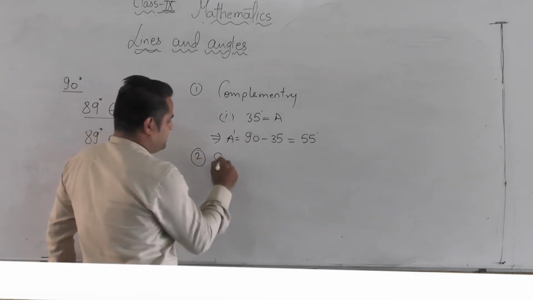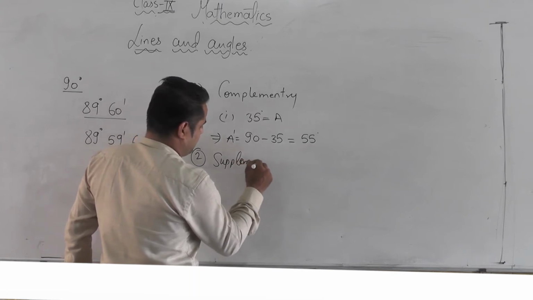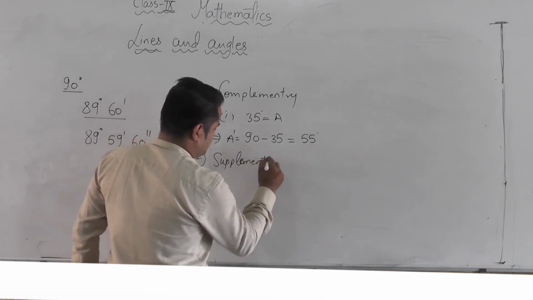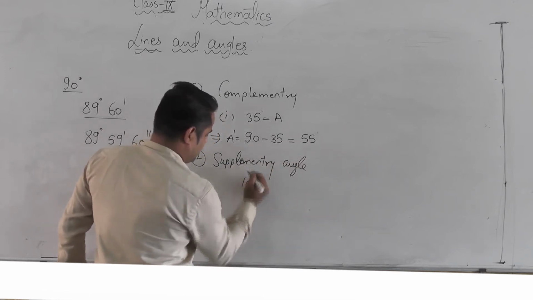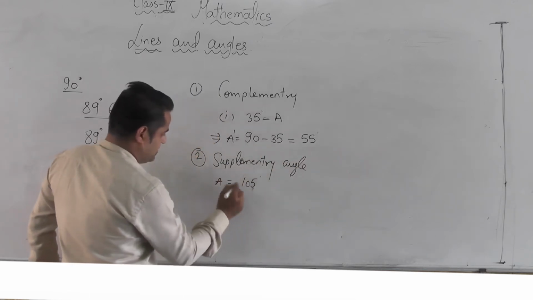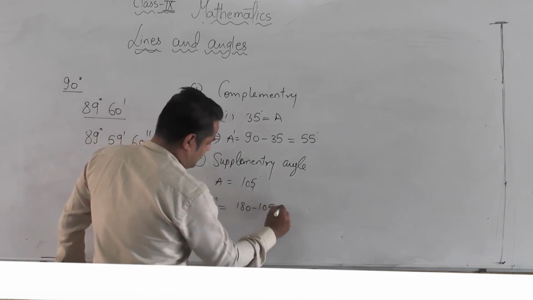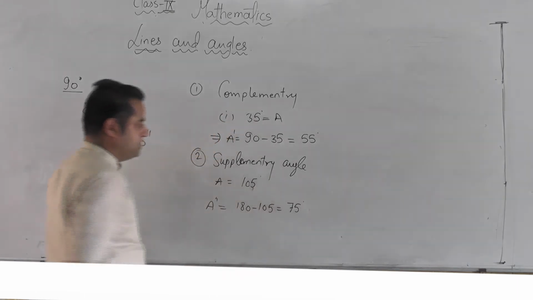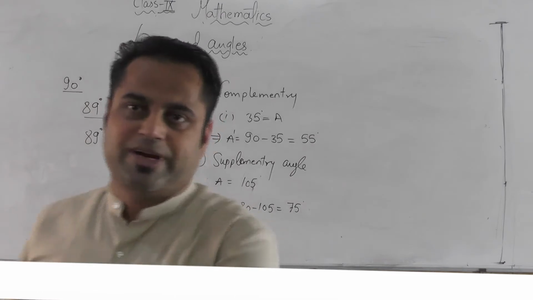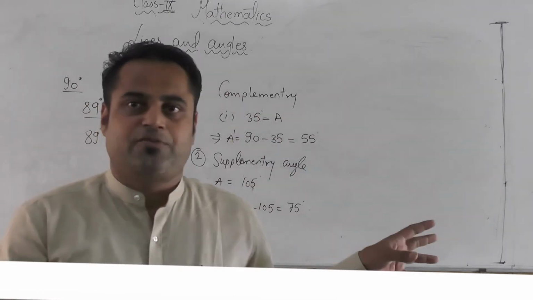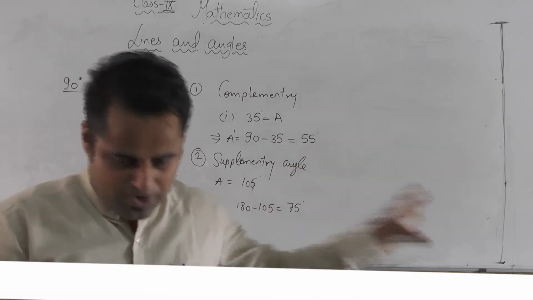Or else you can find the supplementary angle of 105. I am taking here an angle of 105 degree. So the supplementary is 180 minus 105, which is 75. Okay, so this is how you can find the complementary and supplementary. Whenever complementary is asked, you need to subtract the angle from 90 degree, and when supplementary is asked, you need to subtract it from 180 degree.